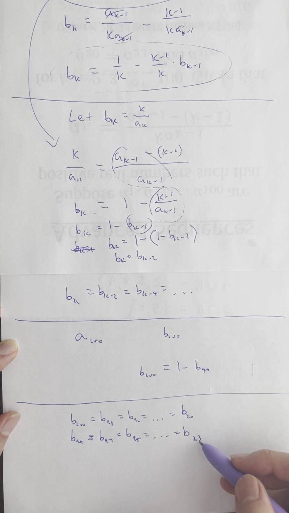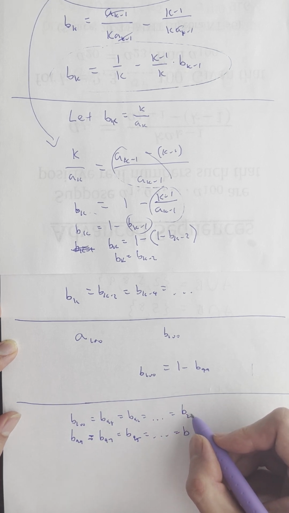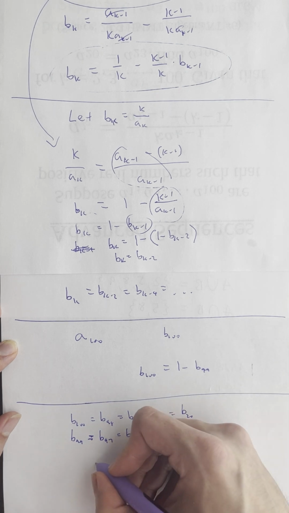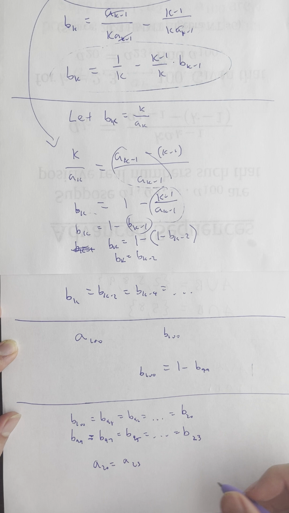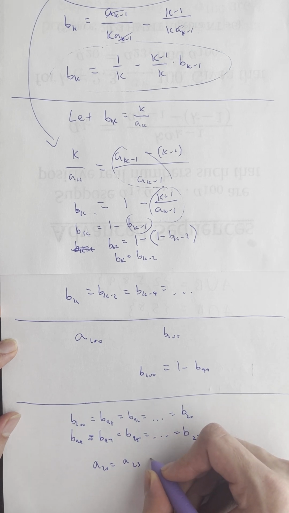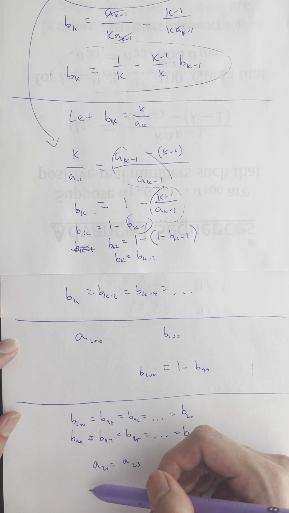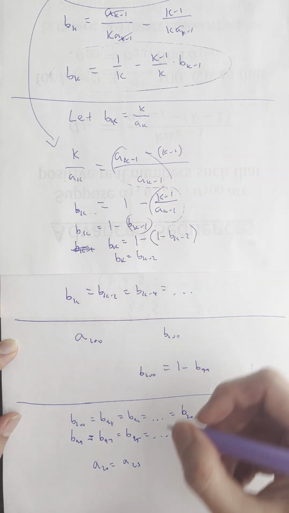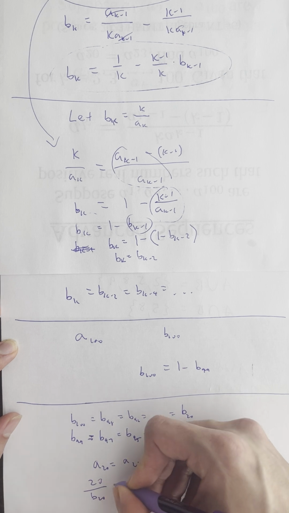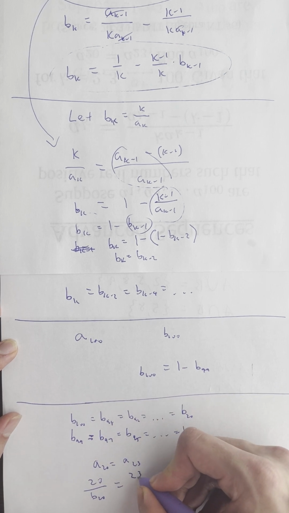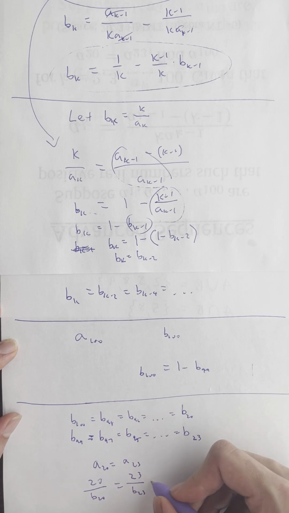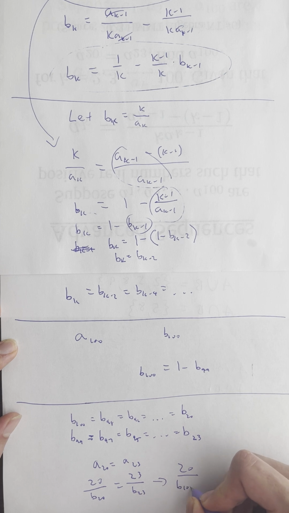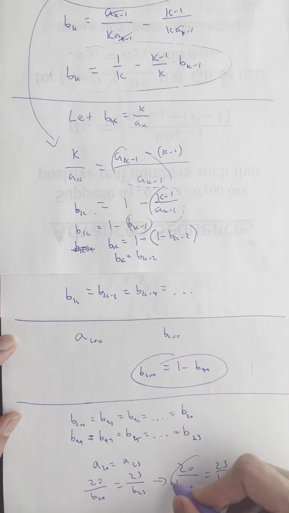And we also know that A20 is equal to A23 from the problem. So what does this say about B20 and B23? B_k is equal to k over A_k, so A_k is equal to k over B_k. So A20 is 20 over B20, and this is equal to 23 over B23. Then B20 is the same as B100, and B23 is B99. So now we have a system of two equations, and we can solve for B100.